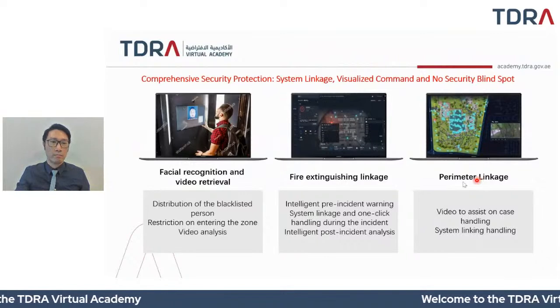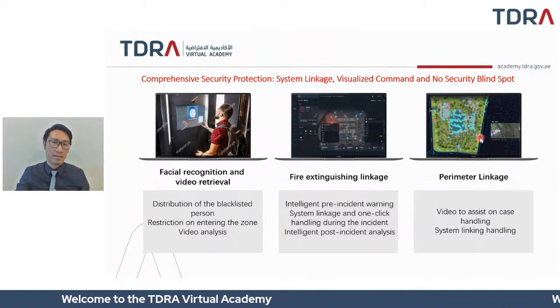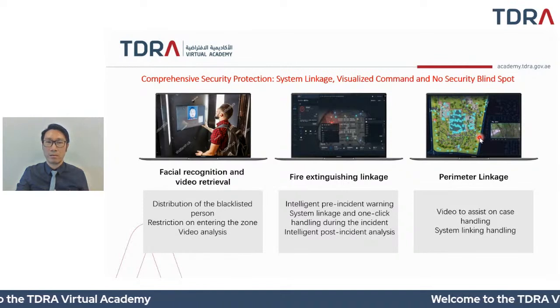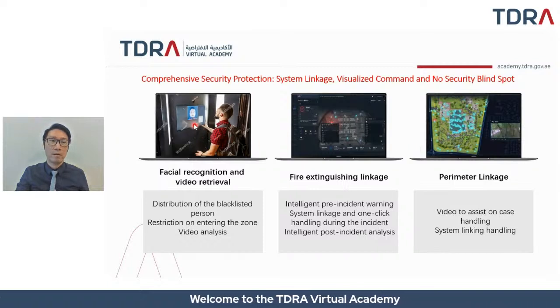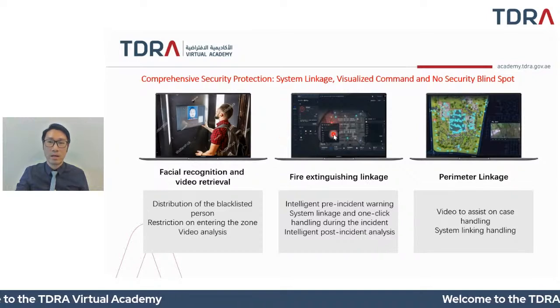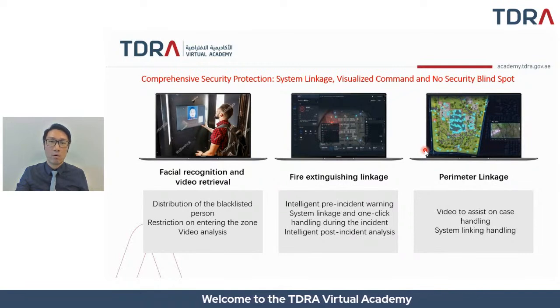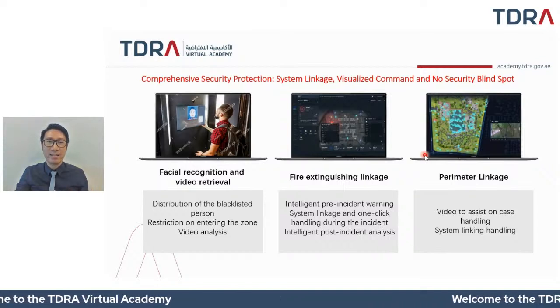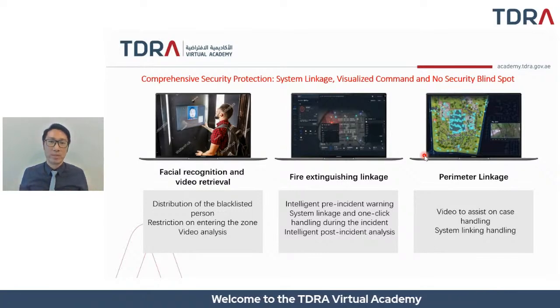So just now in the video, we have the facial recognition, the fire extinguishing, and also the perimeter linkage. So this improves the security of the campus using the technology. So we have the facial recognition system, we have the video surveillance systems, and we have the security dispatch for all the security guards to help catch the intruders. So we link different systems together to improve the comprehensive security in the campus.